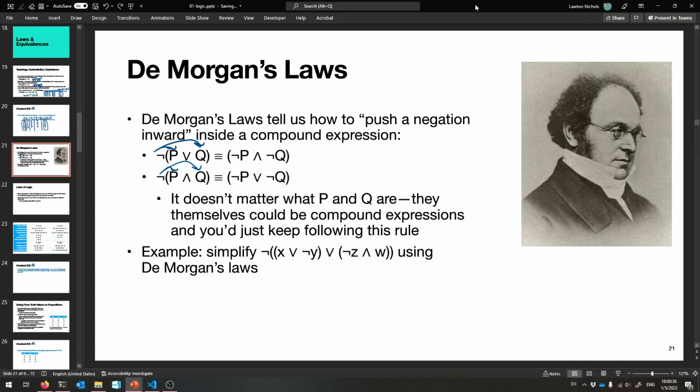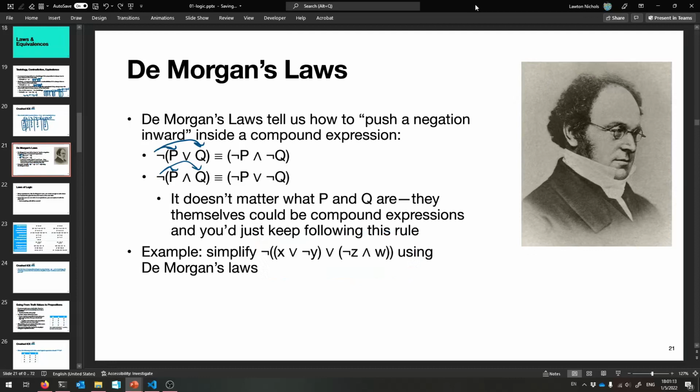You can go and use truth tables to prove that these are in fact equivalences, but we'll just take them for granted right now. And notice that P and Q, we have no clue what they are. They could be even bigger things, like P itself could have been Z and not R or something. It doesn't matter. They could be as big as you like. You just keep following this rule to keep on pushing the negation inside to get to the variables at the end. Okay? So with that, let's try simplifying this compound expression using De Morgan's laws.